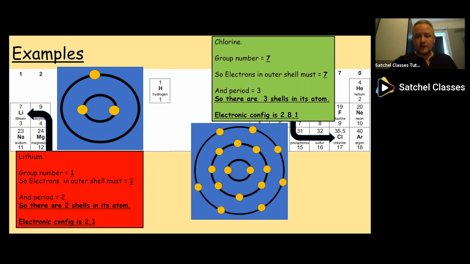The second shell, there are 1, 2, 3, 4, and so on. Third shell, 1, 4, 5, 6.